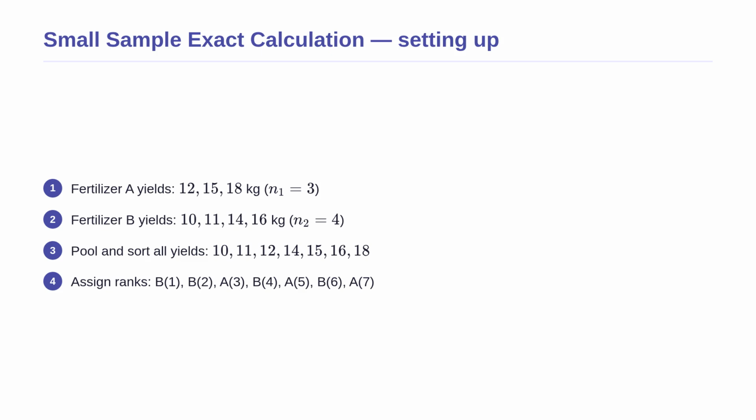Let us see this with a concrete example. Suppose an agricultural researcher wants to compare the crop yield of two fertilizers. Fertilizer A is tested on 3 plots, yielding 12, 15, and 18 kilograms. Fertilizer B is tested on 4 plots, yielding 10, 11, 14, and 16 kilograms. Because the sample sizes are very small, we use the Wilcoxon-Mann-Whitney test. Our first step is to pool all the data together, and rank them from smallest to largest, keeping track of which fertilizer produced which yield.